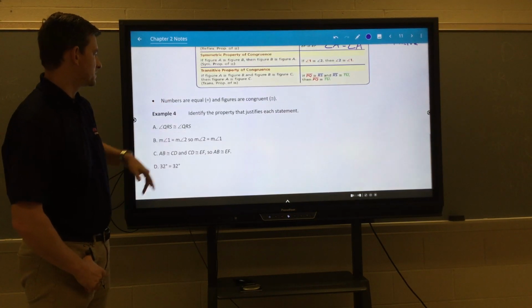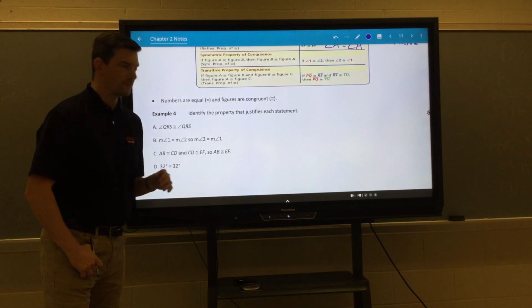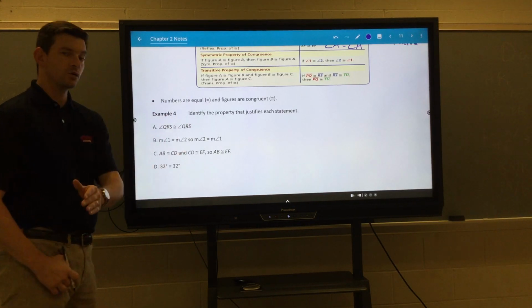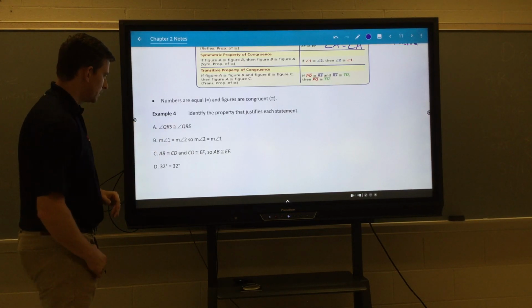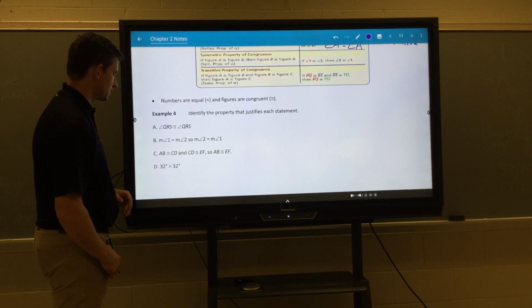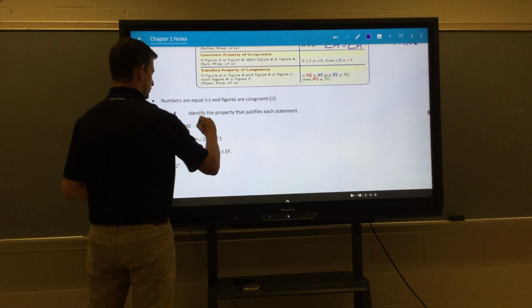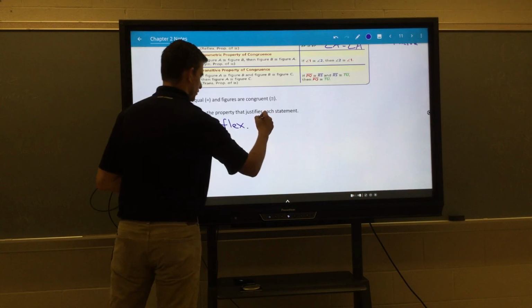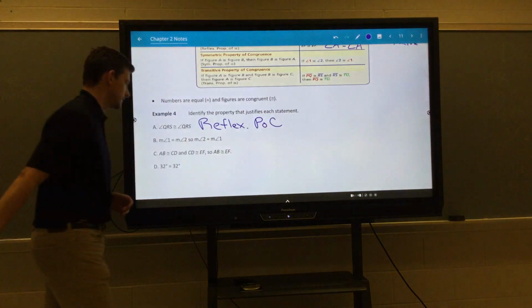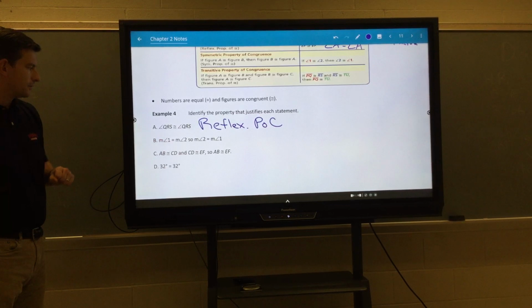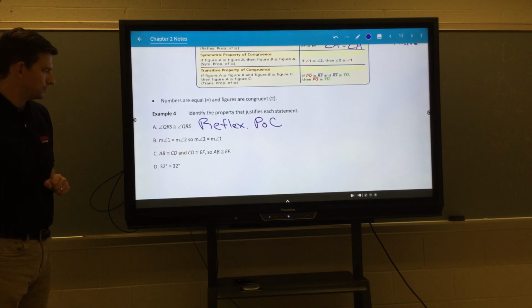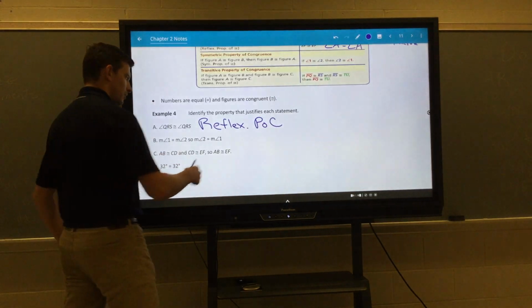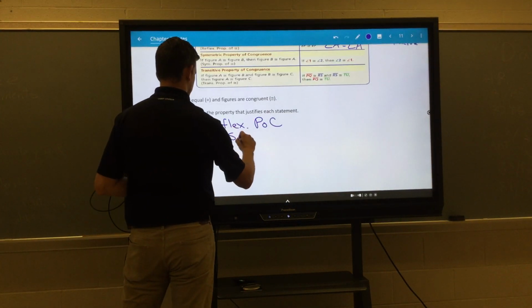So our last few example problems are just identifying the property that is being used. Make sure you identify either a property of equality or a property of congruence. For A, we have angle QRS congruent to angle QRS. This is the reflexive property of congruence. Letter B, measure of angle 1 equals measure of angle 2, measure of angle 2 equals measure of angle 1. This is that symmetric property, mirror images of one another.